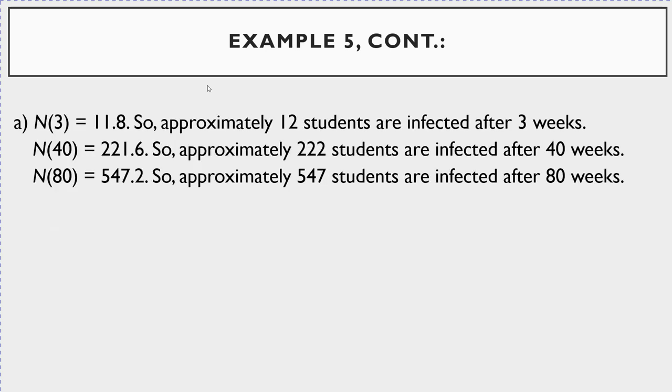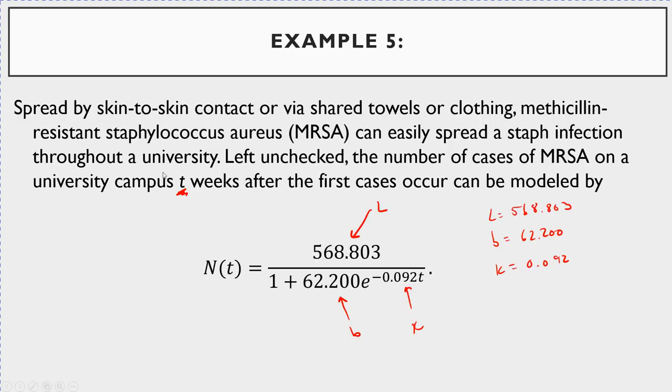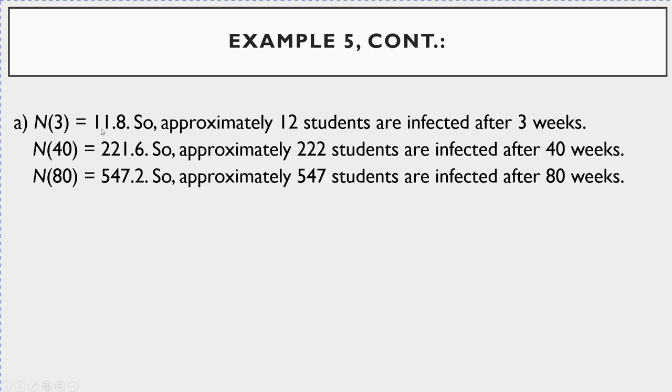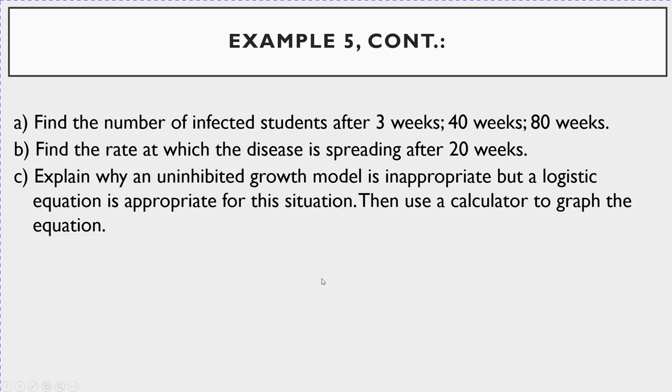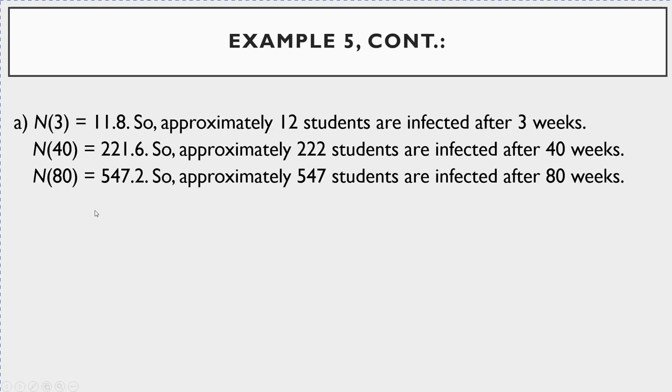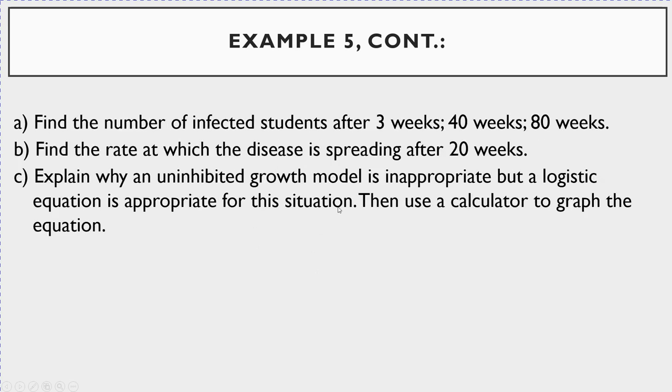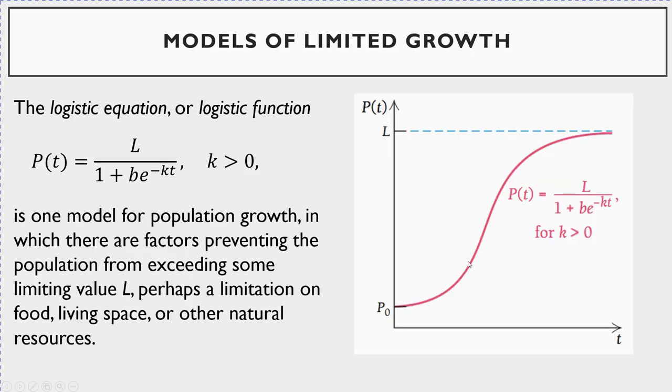All right, so this one here, all you really have to do is just plug it into the equation you're given. So for part A, we want to find the number of people, and remember t is after t weeks. So you're literally just going to take 3 and plug it in, and you're going to get 11.8. So approximately 12 students are infected after 3 weeks. And then after 40 weeks, plugging 40 in for t, you get 222. When you plug in 80, you get 547, and so on. So you can see it's growing, right? To go from here to here, whoop, big jump, and then another jump here. So it seems like it's growing really quickly, and then it's starting to slow down.